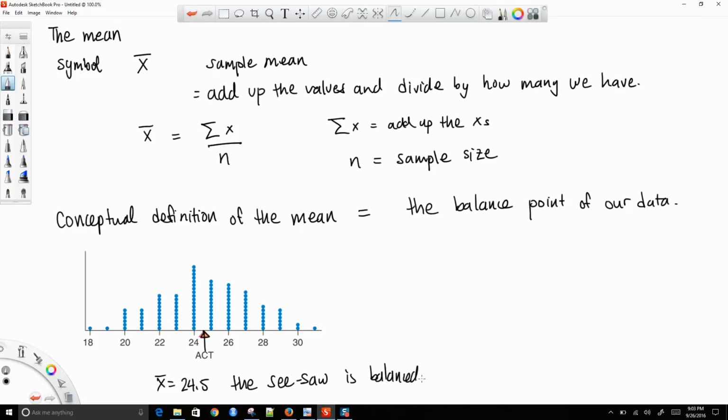Okay, so that's the balance point of our data. We would get that if we added up all of these things and divided by how many we have. If I put the seesaw's little fulcrum at 29, the thing would tip over one way, and same thing if I moved it the other way, it would tip over the other way. And so we can think of the mean as the balance point of our data. Is that okay?